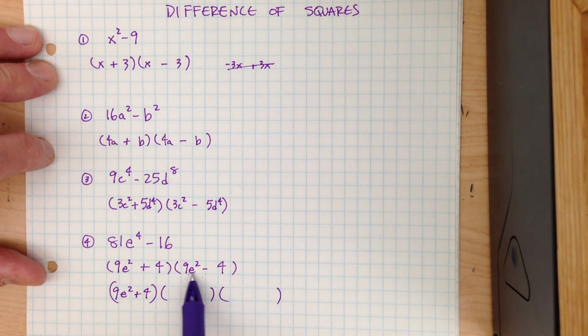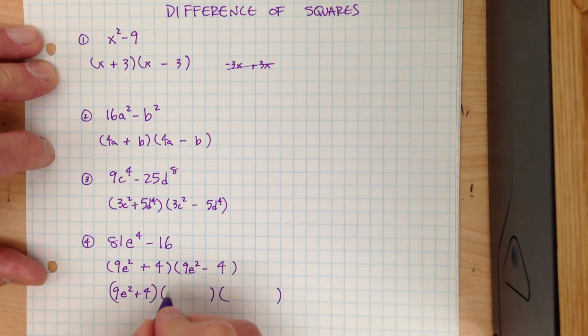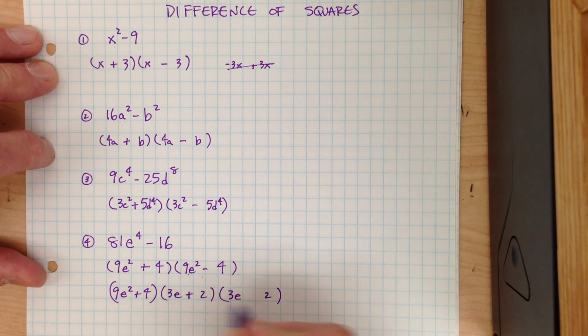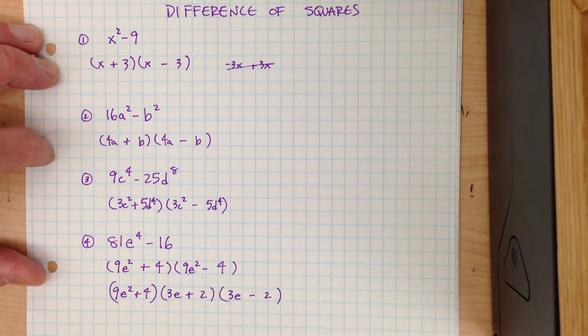Now I can factor this individual factor as a difference of squares. Square root to the front, 3e. Square root to the back, 2. One is plus, the other is minus, and we have successfully factored some difference of squares problems.